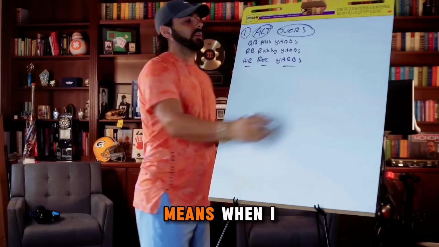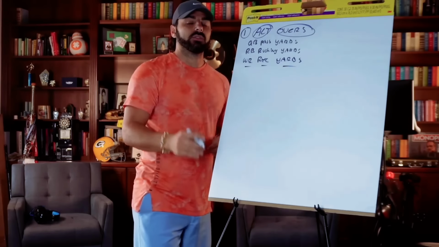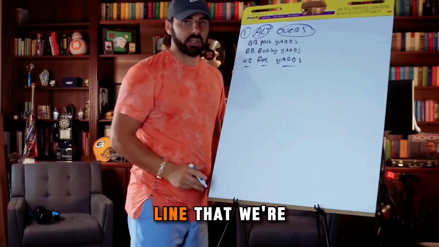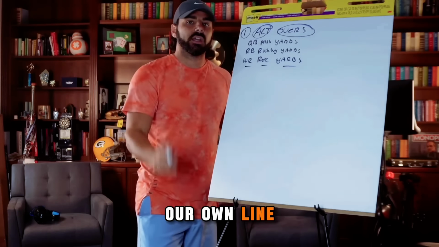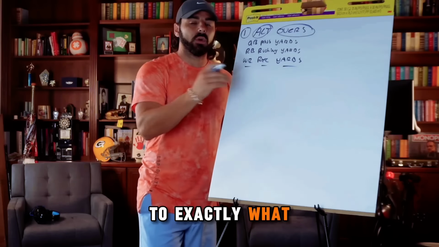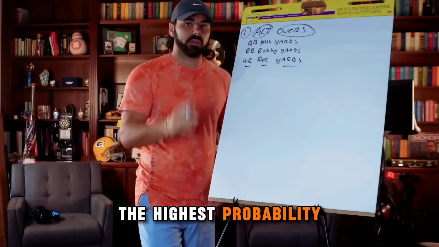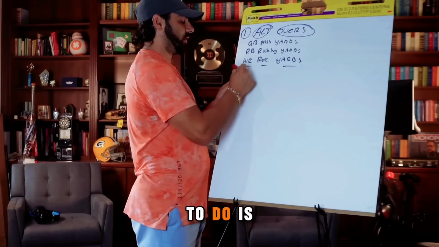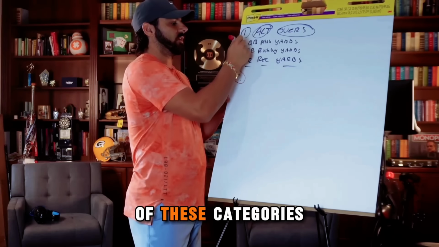When I say alternate over, that means the line that you see when you log into your sportsbook is not the line that we're using. We're going to make our own line and tailor it to exactly what we want to give us the highest probability of winning.